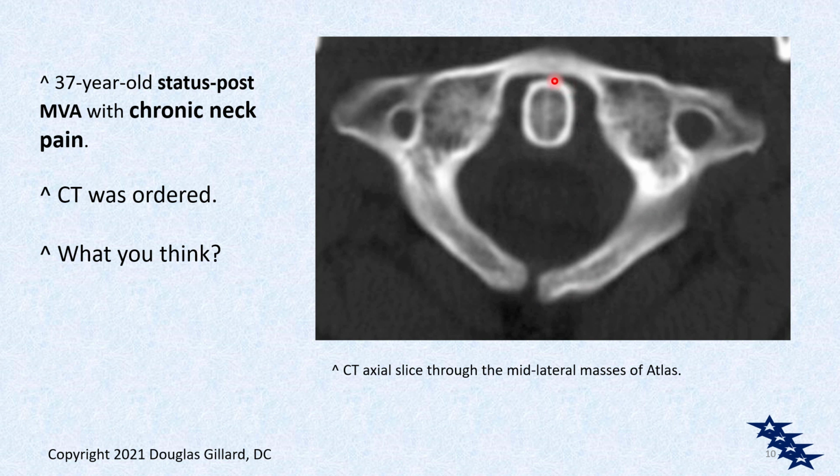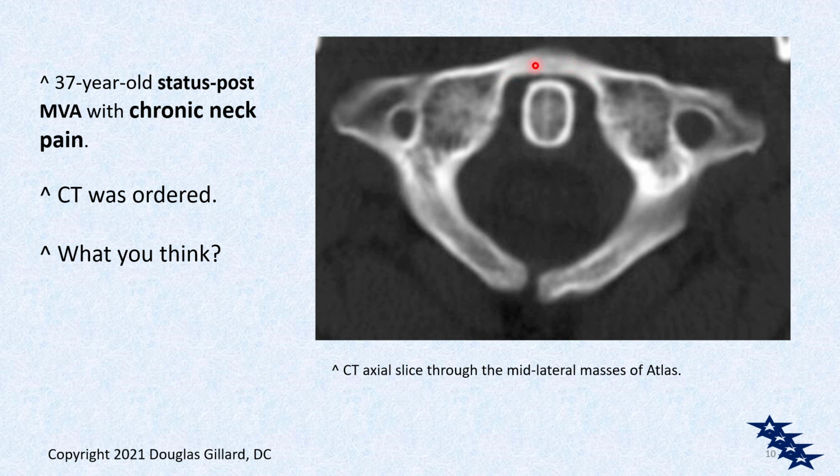What's the space called right here, where my laser is? Good. Anterior dens interval, or the atlantodens interval, ADI space. What's that number? You should always remember. It should never be greater than 3 millimeters. I can tell this has been going on for a while because the anterior arch of Atlas is too white.